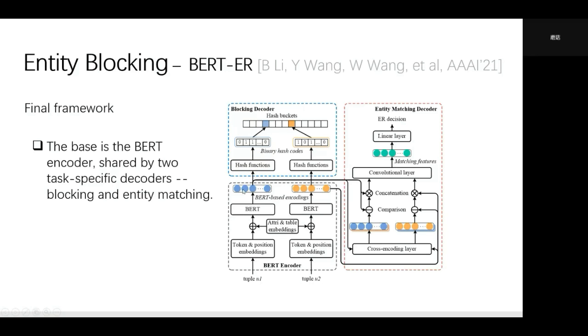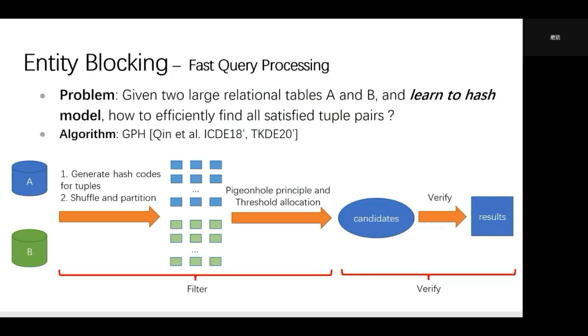Now we already have the learned hash model, so we can use GPH, which is a method published in SIGMOD and TKDE. The main idea is to adopt the pigeonhole principle and threshold allocation to efficiently find all satisfied tuple pairs.